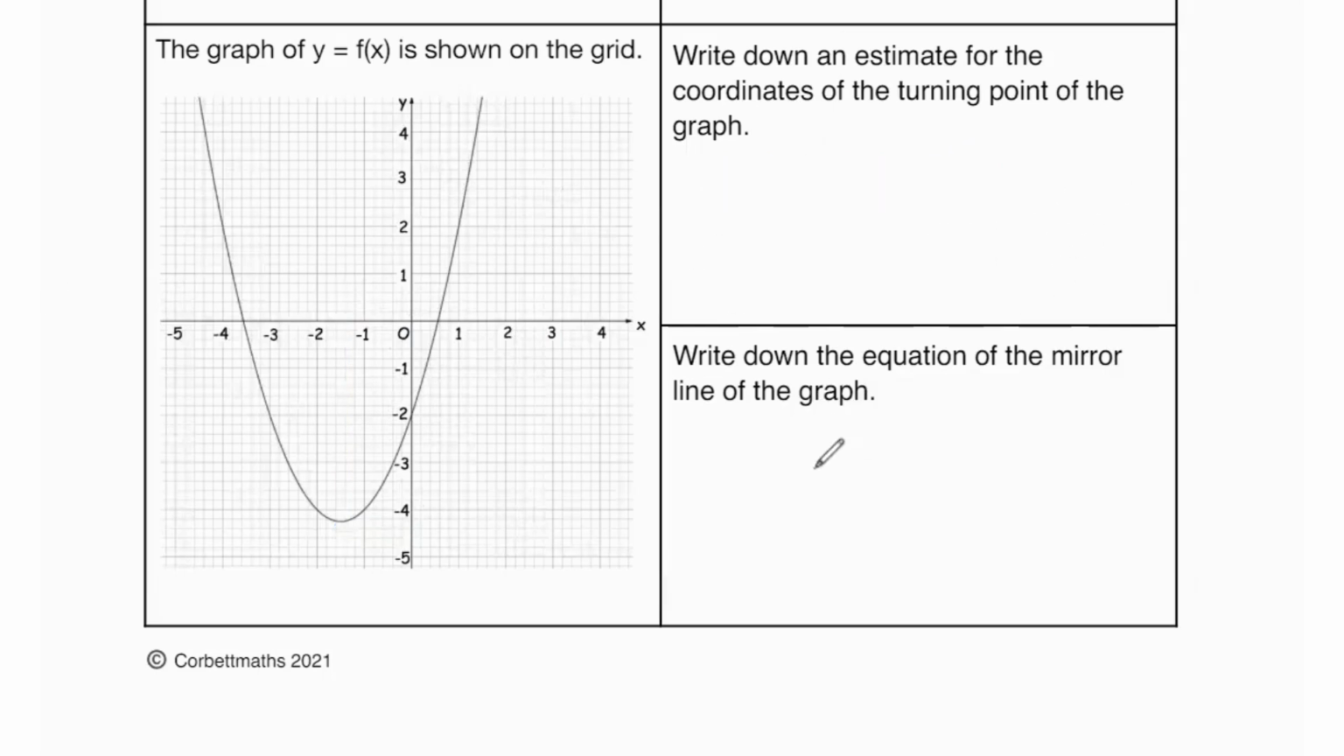Then it says write down the equation of the mirror line of the graph. Mirror line is also going to be your turning point, but just the x coordinate. So that's going to be x equals negative 1.5. That is your equation of the mirror line of the graph, because it is basically at this point the graph is symmetrical.